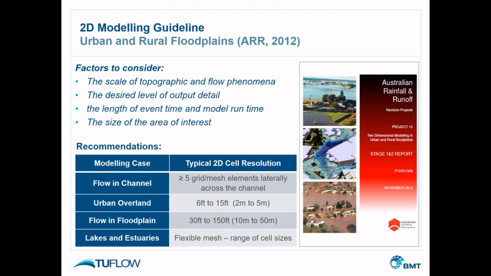Further to that, there's a table below, which I've also paraphrased here, and it's given some recommendations relating to both the type of modelling but also the situation for which it applies. Starting at the top there, if you're modelling flow in a channel using a 2D scheme, ultimately you should be aiming to have 5 or more grid or mesh elements laterally across the channel. For an urban situation, they recommend a resolution of 6 foot to 15 feet, or in metric units, 2 meters to 5 meters. Flow in a floodplain, it's common to see something which is 30 foot to 100 foot resolution, or in metric 10 meters to 50 meters. And in lakes and estuaries, they actually recommend a flexible mesh approach, because in that model framework, it's much easier to define a range of cell sizes that match the features which influence the hydraulics.